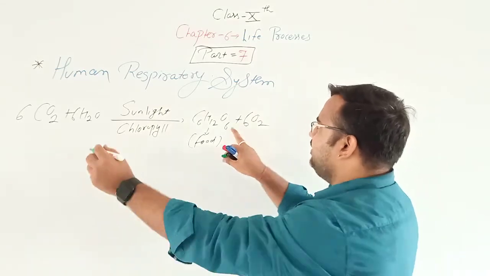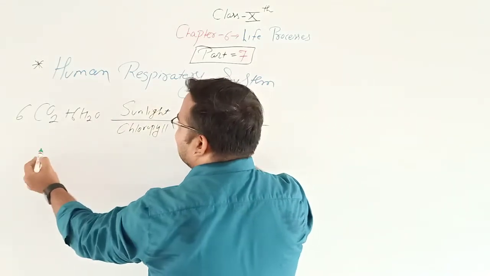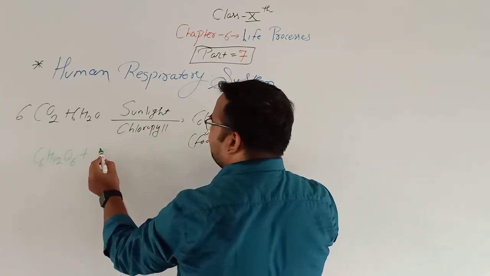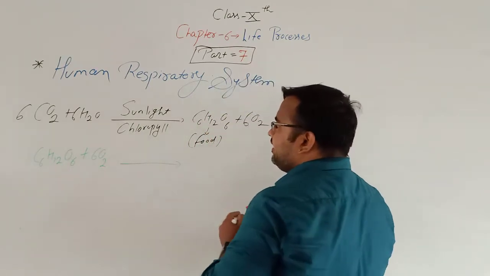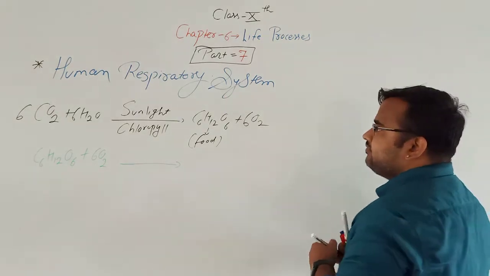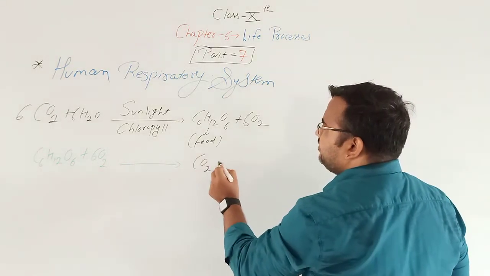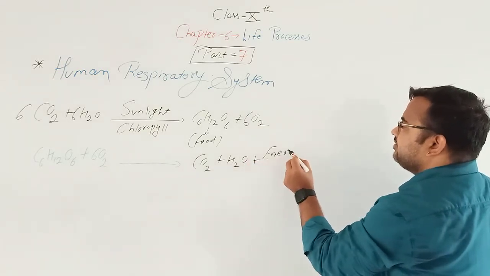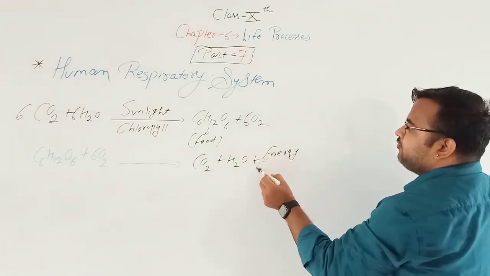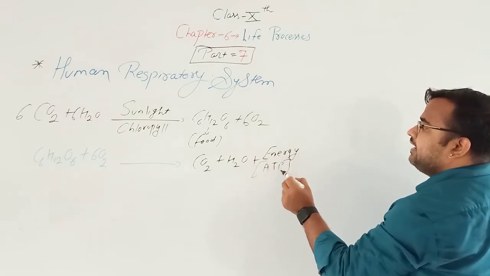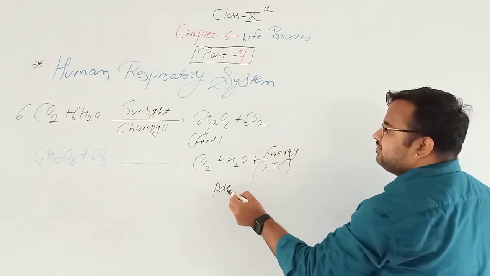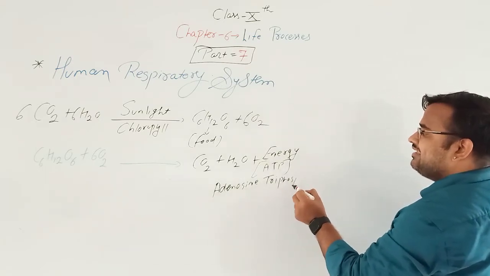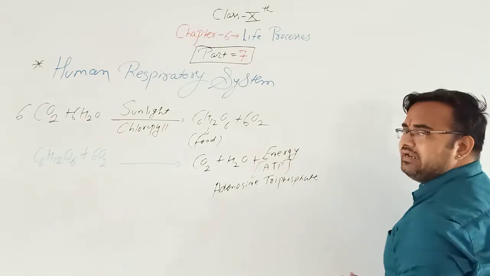So see, if we reverse the reaction, that is C6H12O6 plus 6 oxygen, it will give carbon dioxide, water plus energy. Energy in the form of ATP. ATP means adenosine triphosphate. We'll see what adenosine triphosphate is in detail.